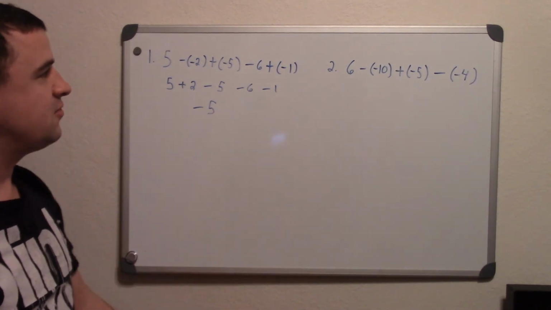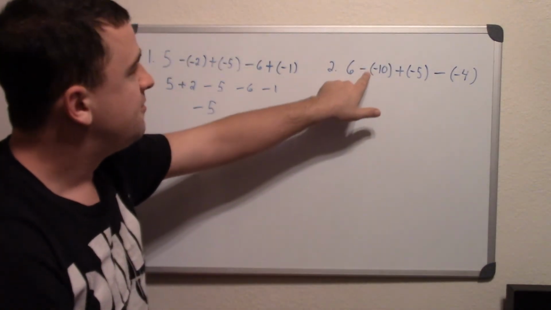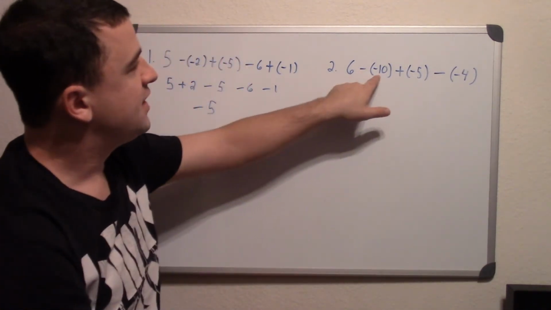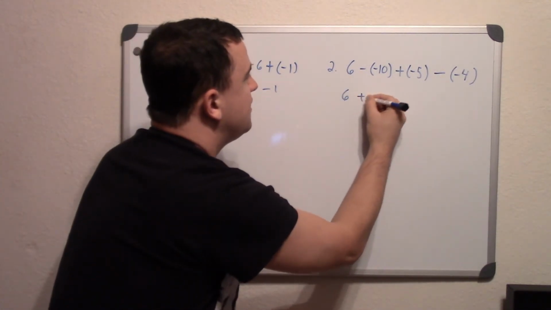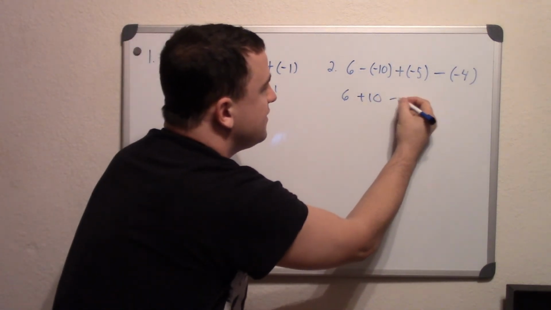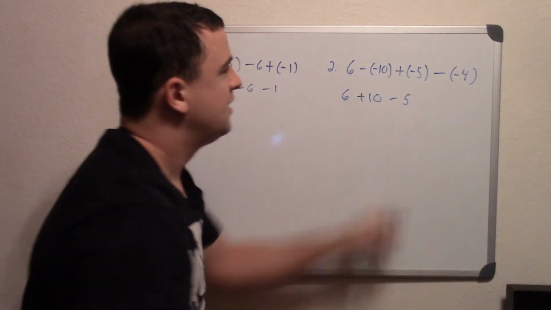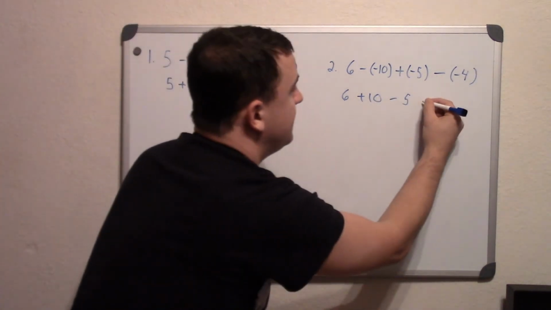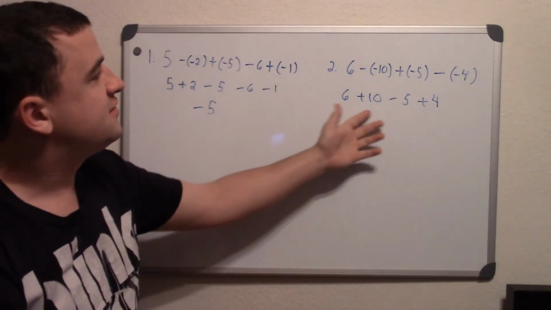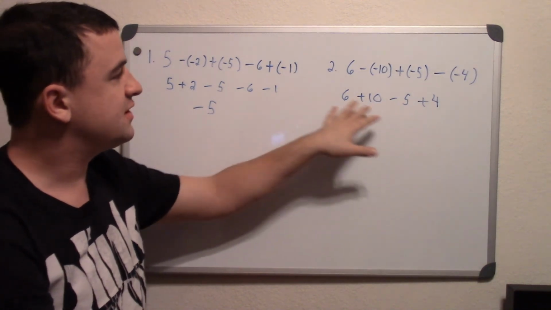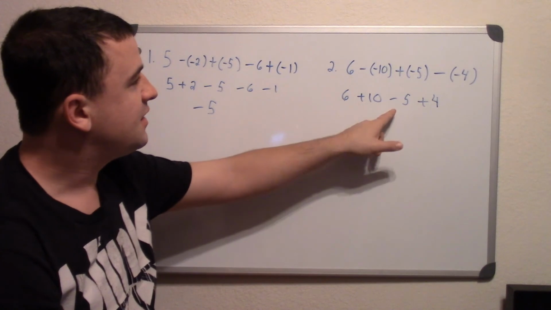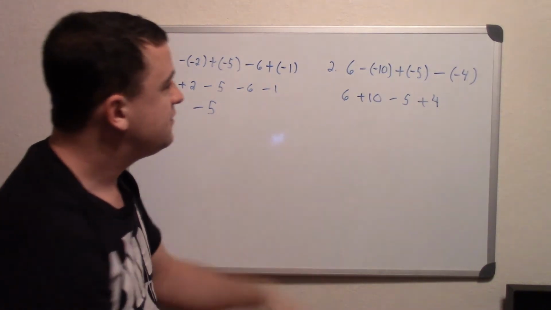We'll do one more example. Again, we're going to multiply the signs. So we bring the 6 down. Two negatives equal a positive. A positive and a negative is a negative. And two negatives is a positive. Again, you made your equation so much easier and simpler to deal with. So 6 plus 10 is 16. Minus 5 is 11, plus 4 is 15.